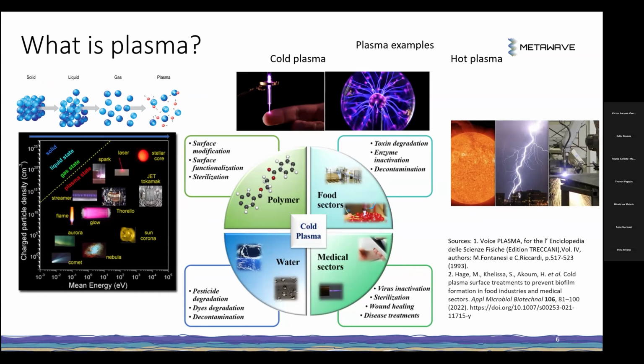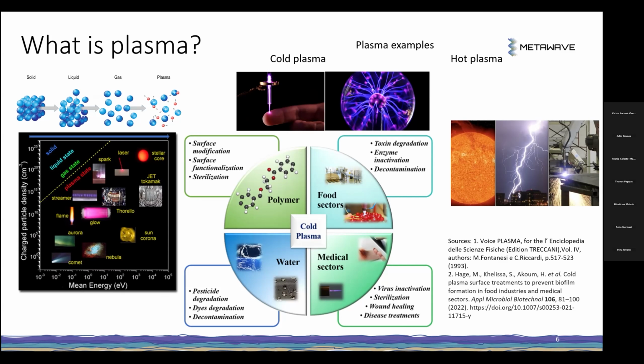What is plasma? Plasma is often referred to as the fourth state of matter alongside solid, liquid, and gas. It's created when a gas is heated or exposed to a strong electromagnetic field, causing electrons to break free from atoms, creating a mix of charged ions and free electrons.